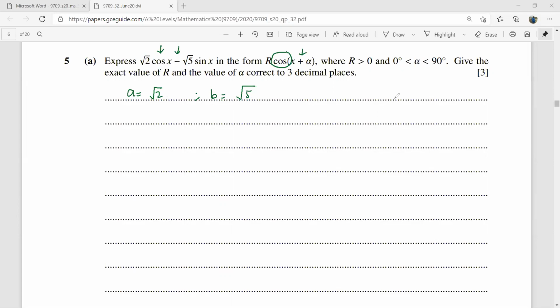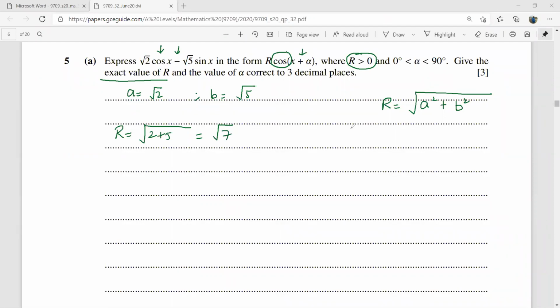So the formulas are, your r is going to be the square root of a square plus b square. And we do have a plus minus with the square root, but since we're given that this r is positive, we don't need to put that plus minus there. So he's also asking for the exact value of r, okay? So this r is now going to be the square root of 2 plus 5. So that will be under root 7, okay?